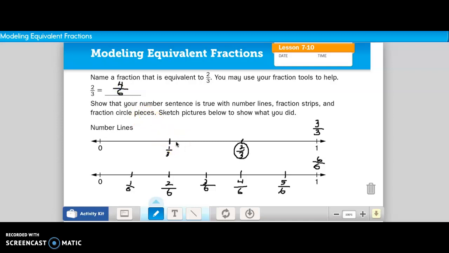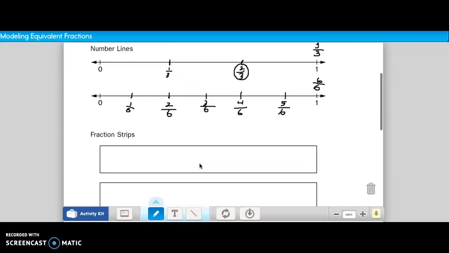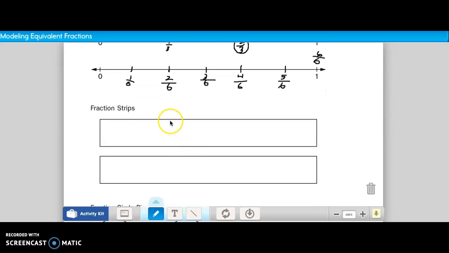Now they want us to prove it on a fraction strip, the same one. So this one we're going to cut into 3. So cut this fraction strip into 3 pieces. And this one we're going to cut into 6. So let's do the same pieces, and then we cut it into half. That makes it easier to make them pretty much equal. They're not exactly equal, but very, very equal.